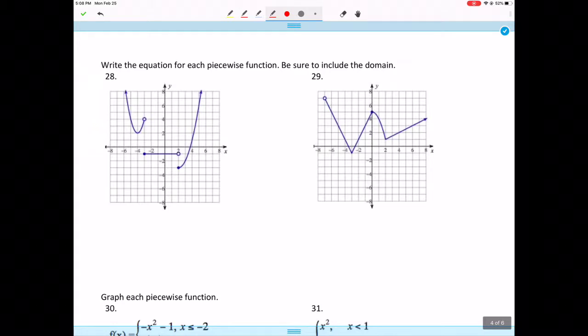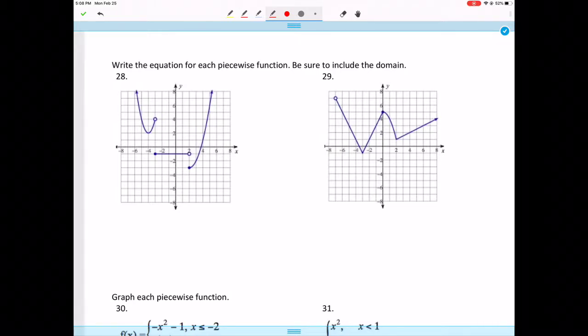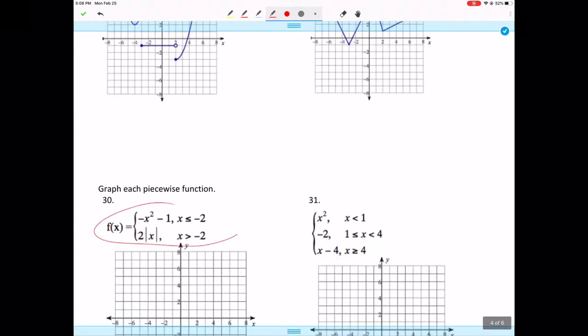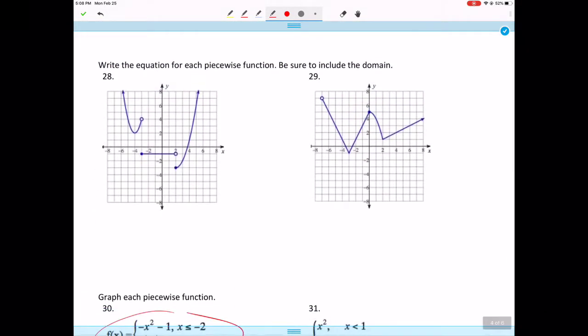These ones, we need to write down the equation as a piecewise function. Something like this, we'll want to write it so it looks similar to that.